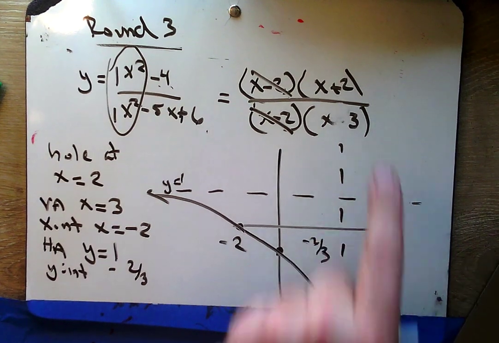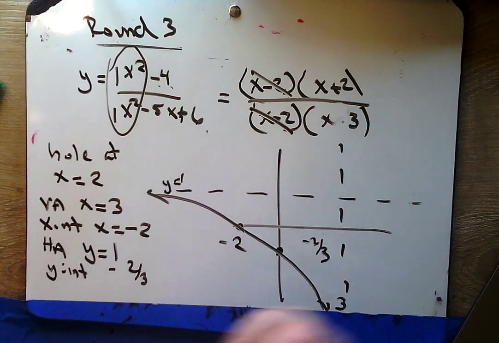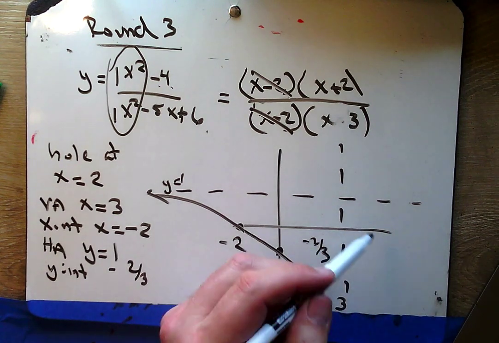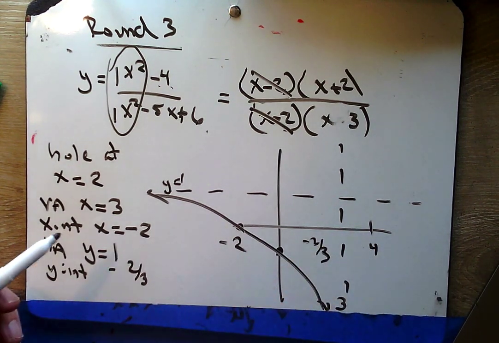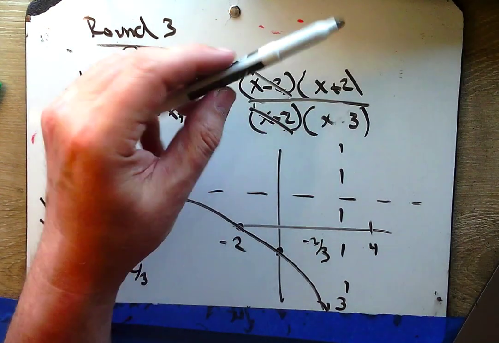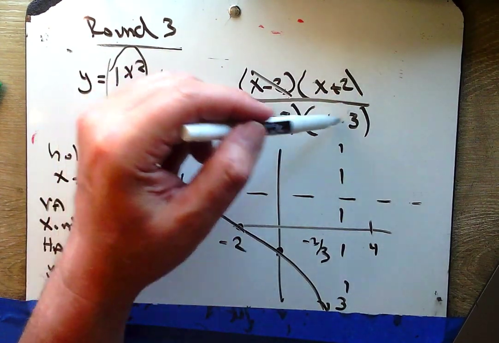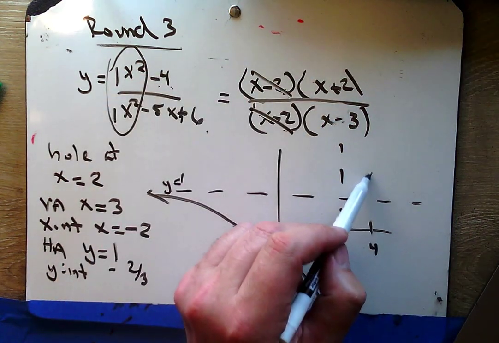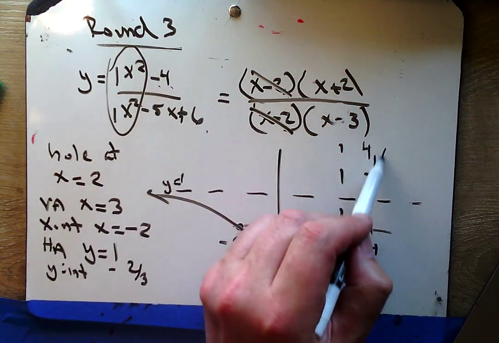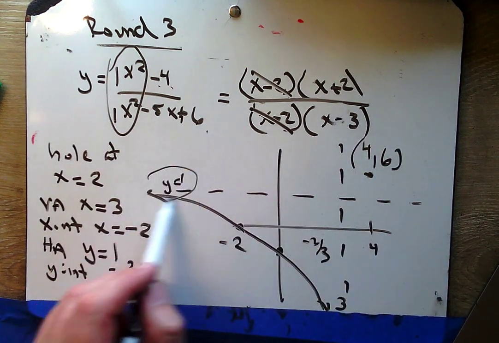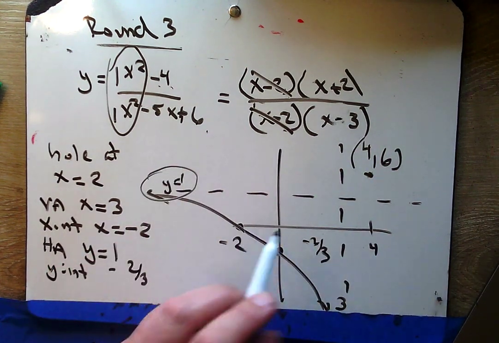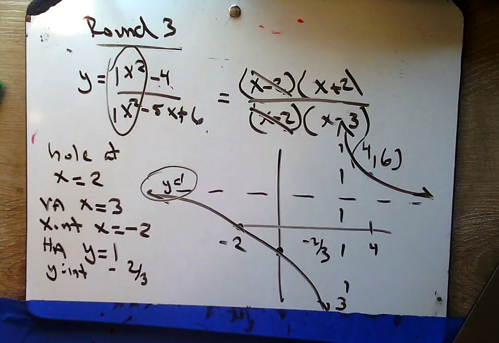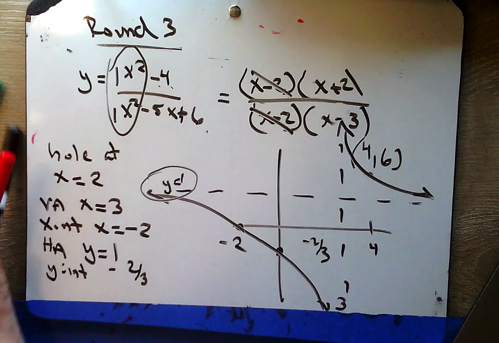But what about over here? Well, I don't have any more x-intercepts, so I don't think it's going to be this piece. But let's plug in a test point so that people can be reassured, and sometimes that means us. 4 plus 2 is 6, 4 minus 3 is 1, 6 over 1 is 6. And 6 is in fact bigger than our y equals 1 horizontal asymptote. And so my graph is going to look like that. Nice, nice.